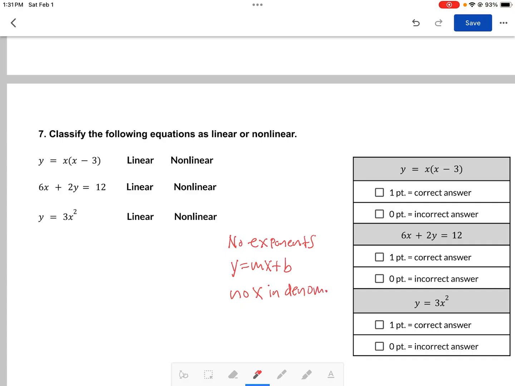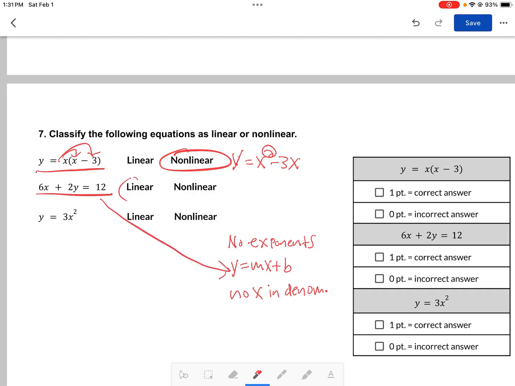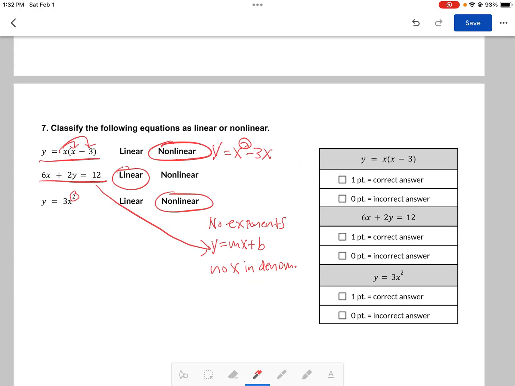Okay, so this one looks innocent enough, but when I actually go to solve it, I end up getting y equals x squared minus 3x when I distribute. Because of this, this is nonlinear. This is fine. I can rewrite it in this format, so this is linear. And this has an exponent, and because of that exponent, this is nonlinear. So only one of those equations is linear.